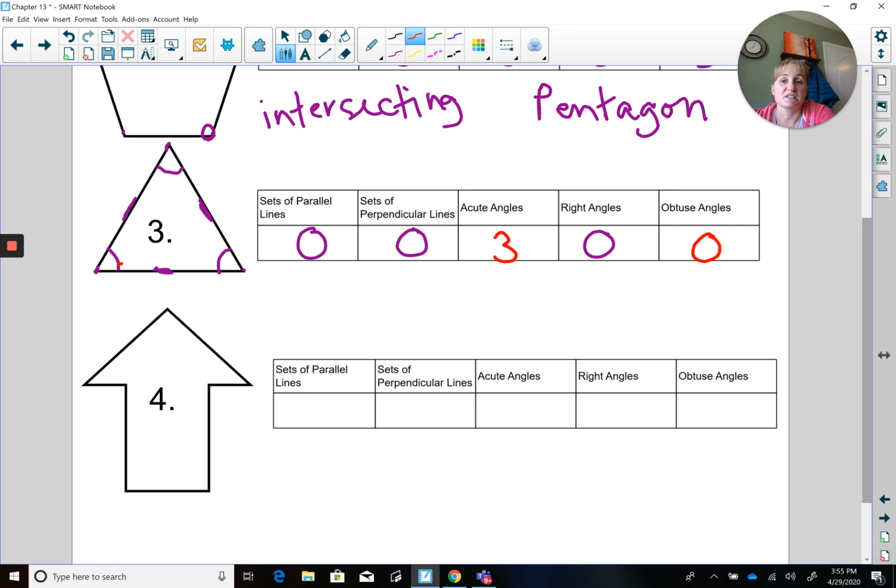Our lines in this case are going to be intersecting again because they're not meeting at a perfect 90 degrees. Okay, so now let's move on to number 4. This one was probably a little bit trickier, but let's see how you did.